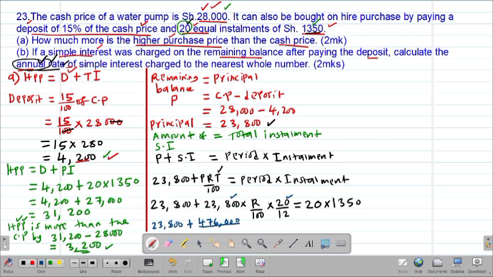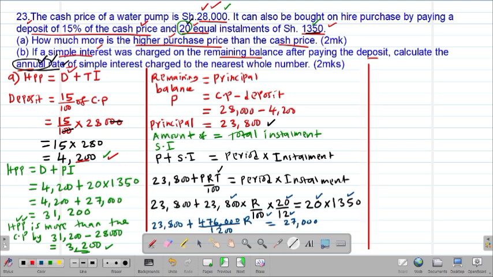Then divided by, if you take 100 multiplied by 12, this will give you 1,200 shillings. Then of course there is still an R on that particular equation, which is equal to 27,000. That is, if you take 20 multiplied by 1350, your calculator will give you 27,000 shillings. So our aim is to get the value of R.